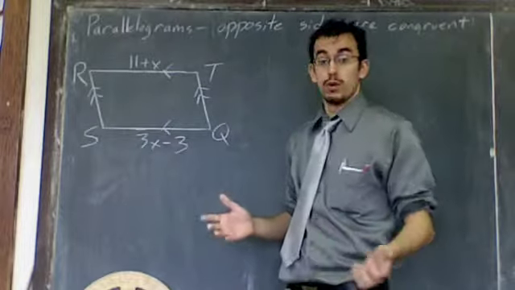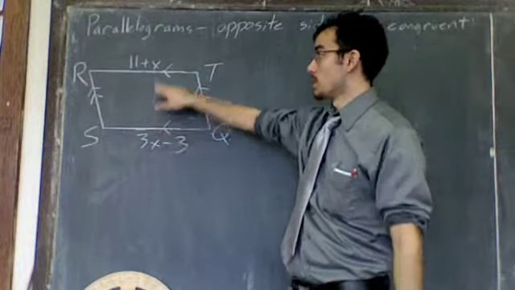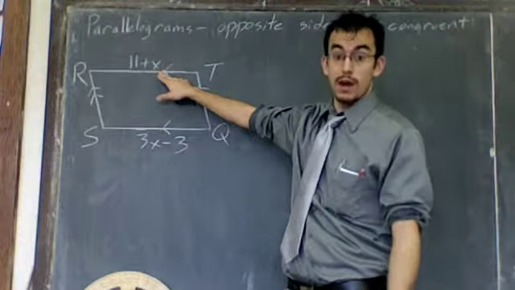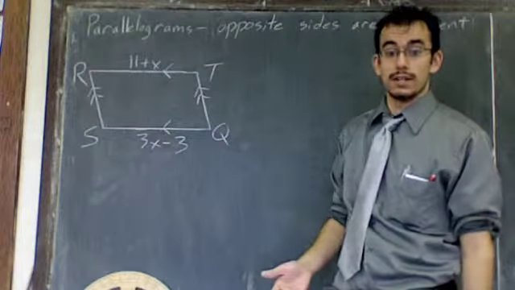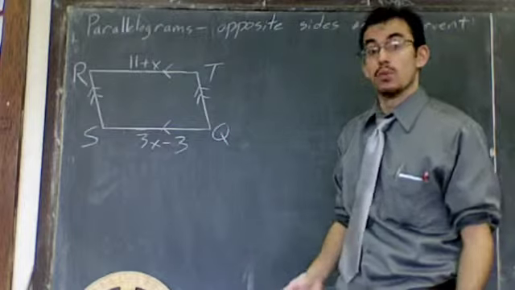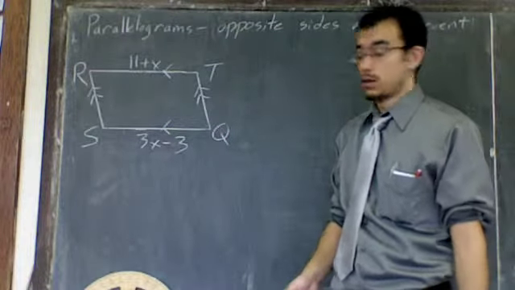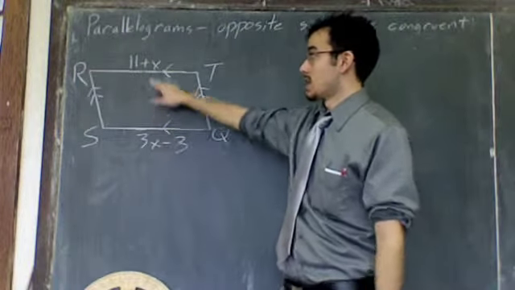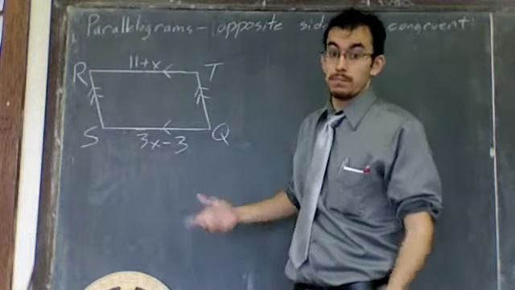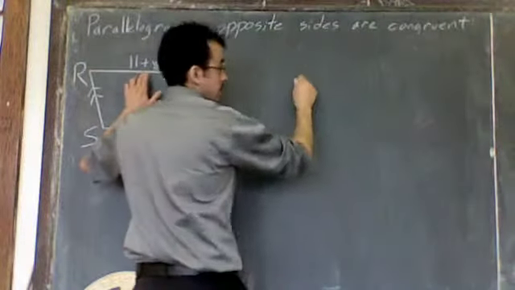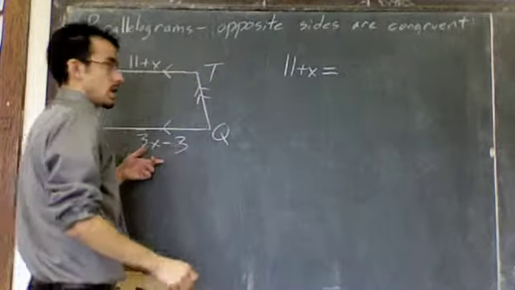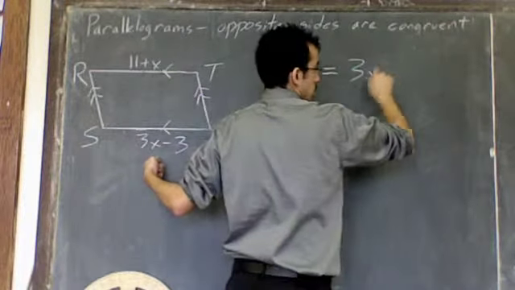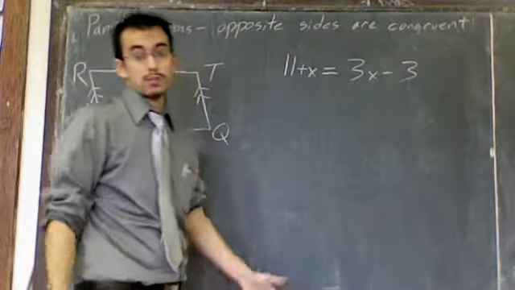Or congruent. So here, I know that my bottom is opposite my top, which means they are congruent. Like we've said in class many times, if things are congruent, another word for that is equal. So what I'm going to do is take the bottom and set that equal to the top. Let's do that. We'll say 11 plus x is equal to 3x minus 3. And then we'll solve this.